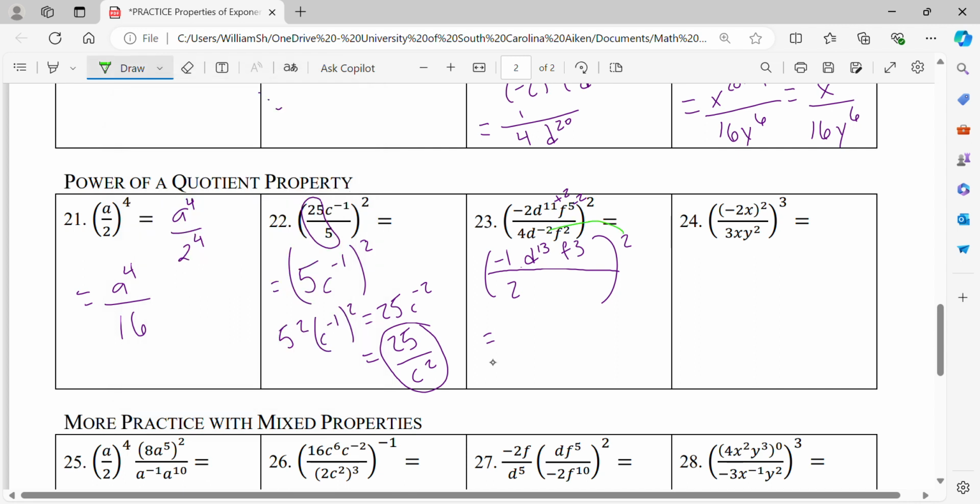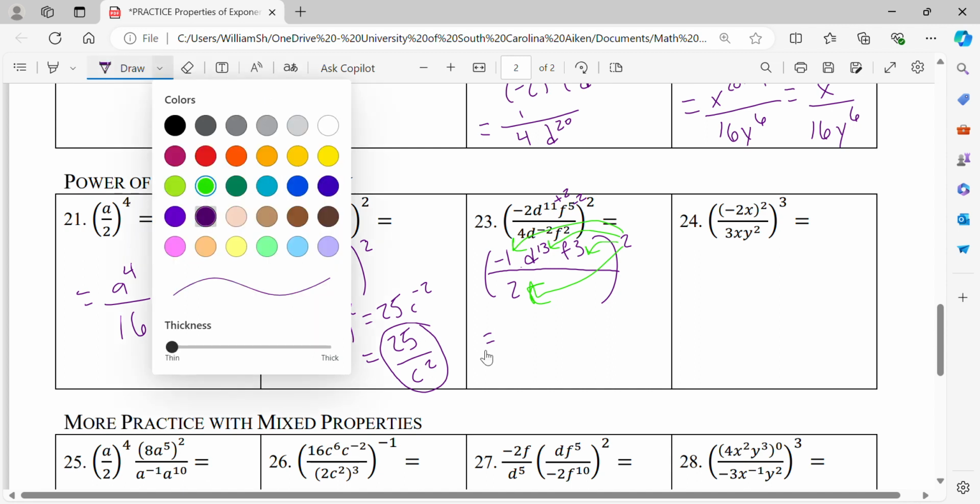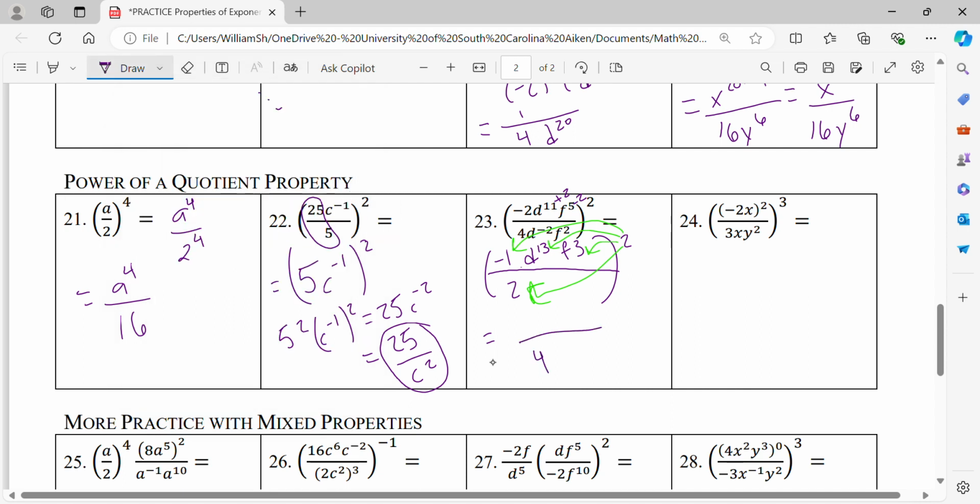I got to square everything here. Which means that the square, change color on my pen real quick, the square needs to go to the negative 1, needs to go to the d to the 13, needs to go to the f to the 3rd, it also needs to go to the 2 down here as well. Negative 1 squared is positive 1. Okay? I'm just going to drop that completely off. 2 squared is 4. Okay, I'll put that in the denominator.